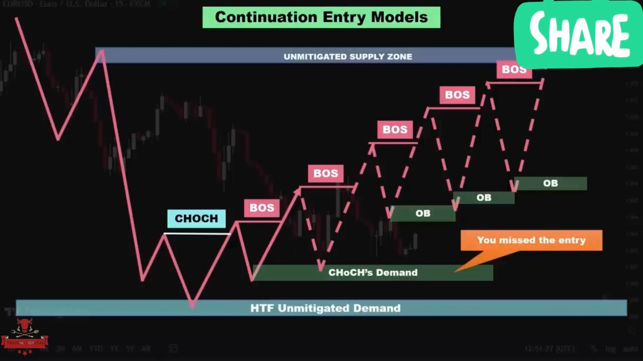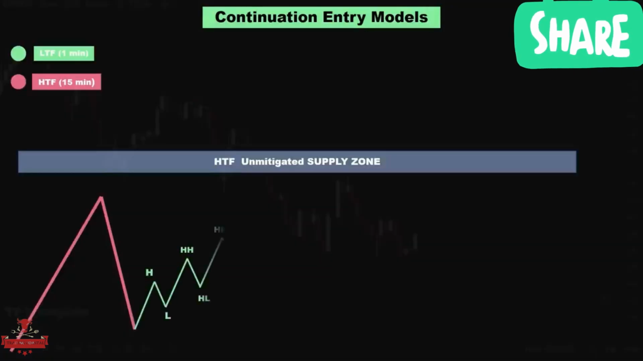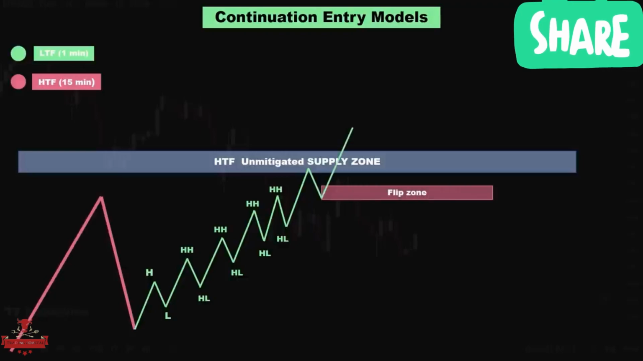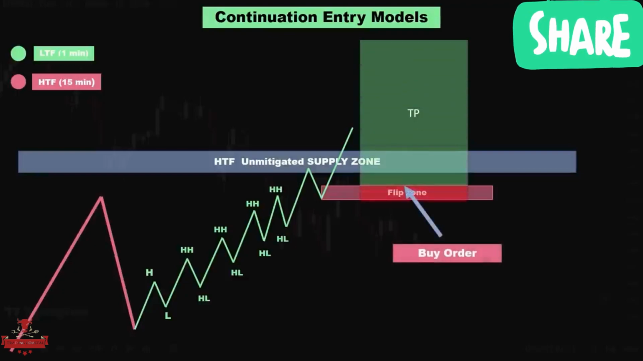Let's see another continuation entry scenario. If price reaches the higher time frame supply or demand zone, creates a tiny pullback, and after that breaks the zone, then you are allowed to enter into the market in the initial direction of the price. You are allowed to set a buy or sell order in the zone created by the wave, which flipped the recent demand or supply zone.